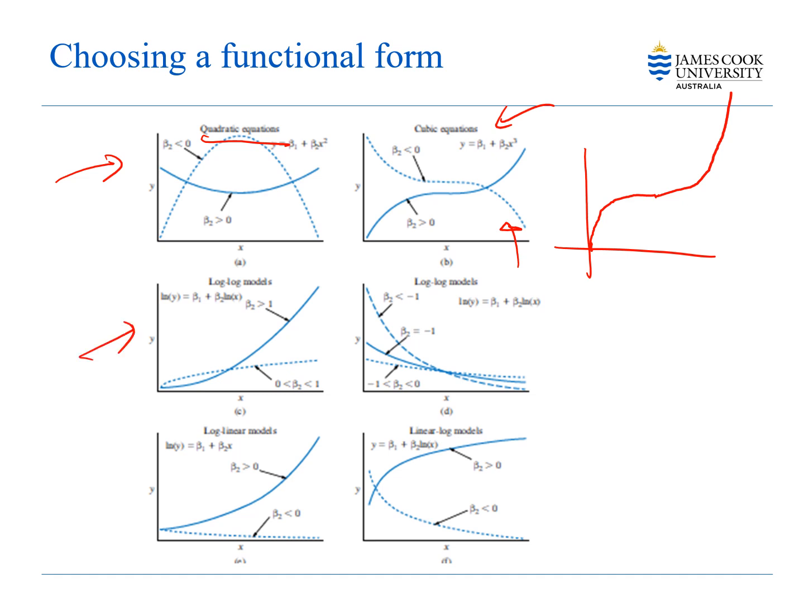This is the log model. This is when beta 2 is bigger than 1, between 0 and 1, or less than 1, equal to 1. And log-linear, log-log models. So hopefully this gives you an intuitive understanding of how this function looks like.